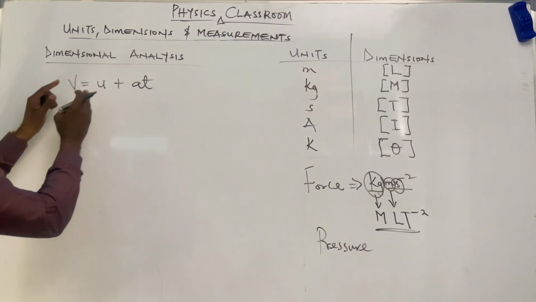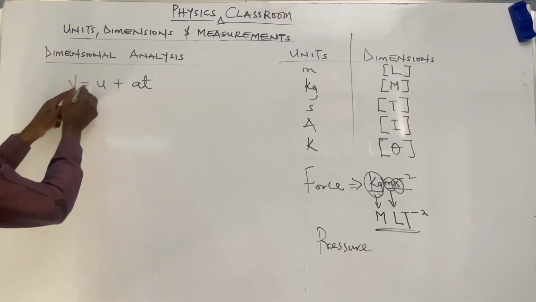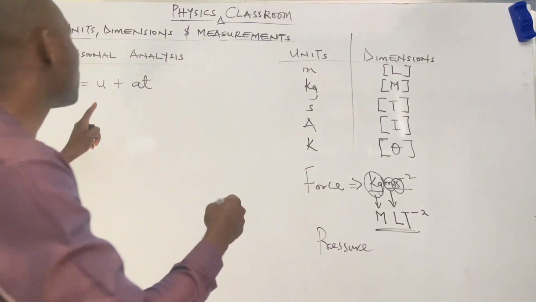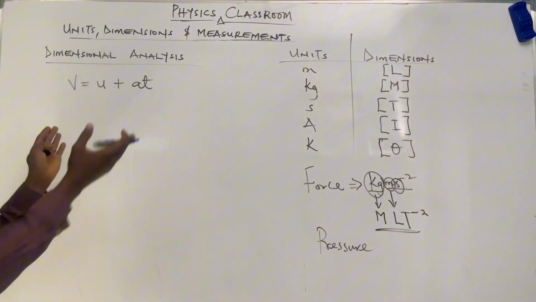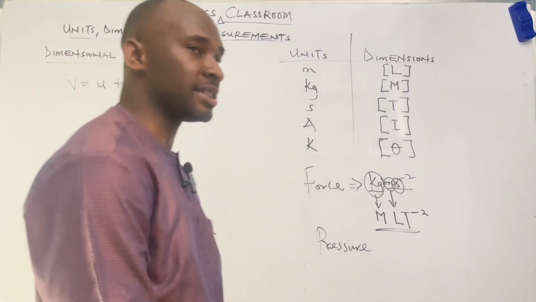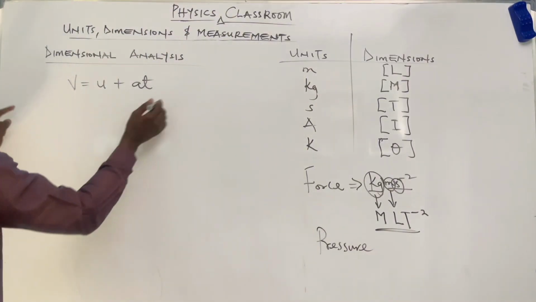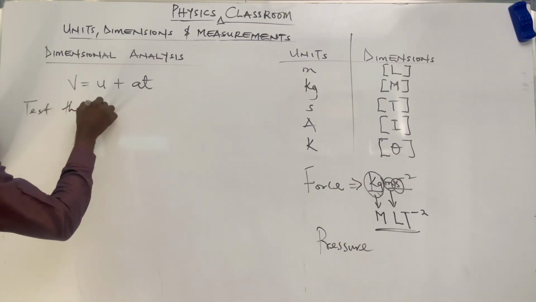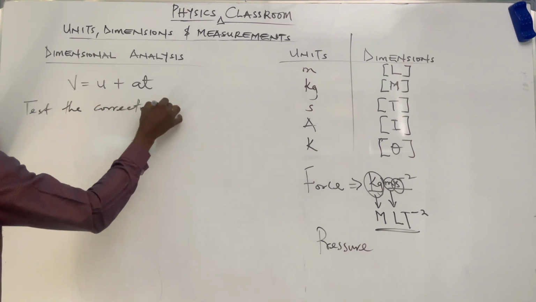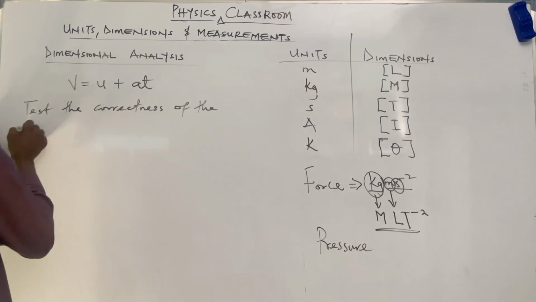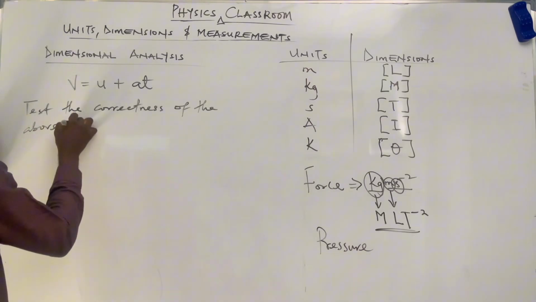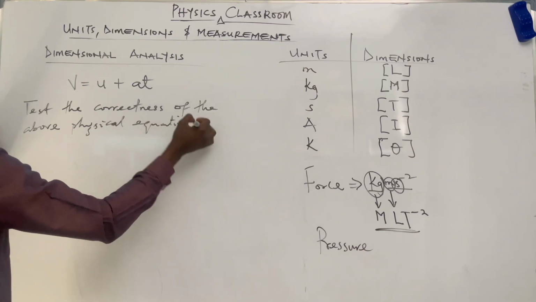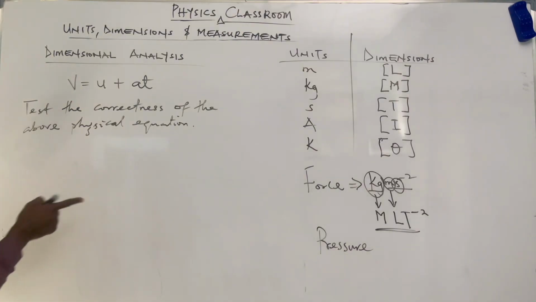We have physical equation like this when we have something to the right and something to the left. Then we have this equal to symbol connecting the left hand side to the right hand side. Then we call it an equation. Once you have the equal to sign, then we've established an equation, and that is what dimensional analysis is all about. So here, they can ask you to test the correctness of the above physical equation. To do this, it's easy.